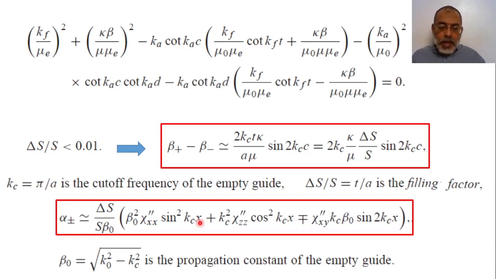So the attenuation coefficient actually depends on the location with respect to x. If the value of x is different, I have different attenuation coefficients. Plus k cutoff squared xi zz double dash cosine squared k cutoff x, minus or plus, according to whether I'm talking about the attenuation for the forward propagation or the backward propagation, minus or plus xi double dash, this should be xz, because here the biasing is in the y direction, so I'm talking about xi xx, xi zz, and xi xz. So this is xi xz double dash, k cutoff beta naught multiplied by sine 2 k cutoff x.